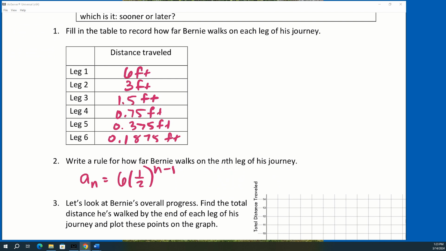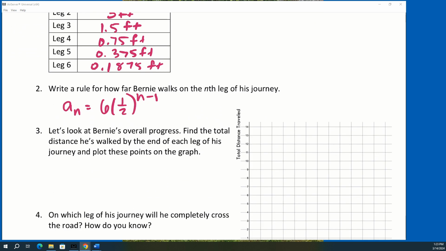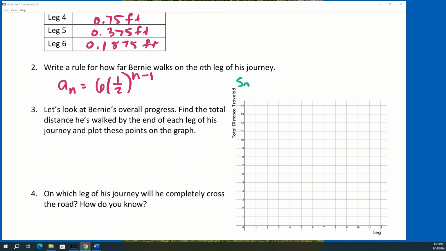All right, and then we wanted to find the total distance this chicken has traveled. The first distance he traveled was 6, and then we add the 3 to that, and that's 9. Then add 1.5, that's 10.5, and then add 0.75, that's 11.25, and 11.6-ish, and 11.8. And then he's going to get half closer each time.